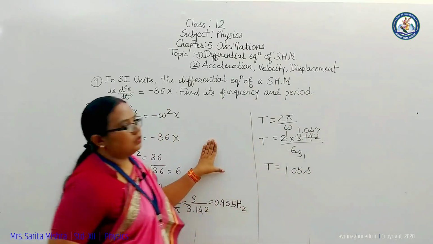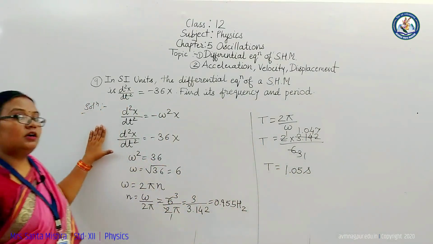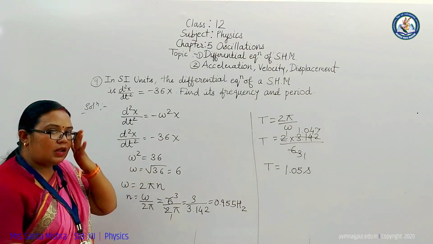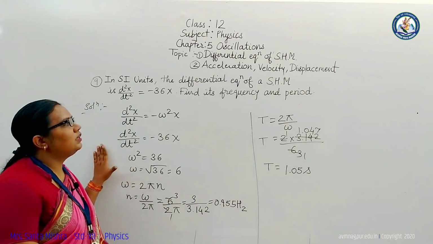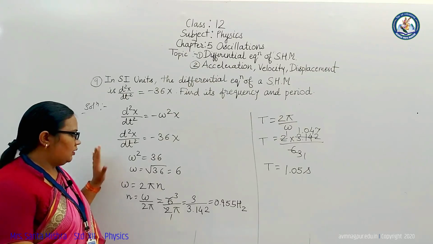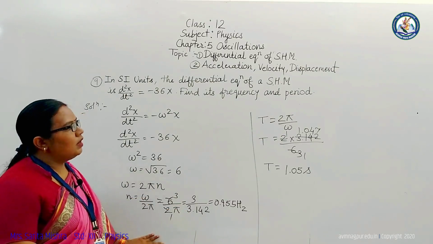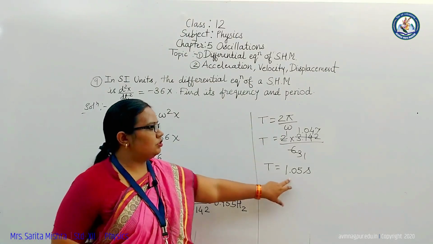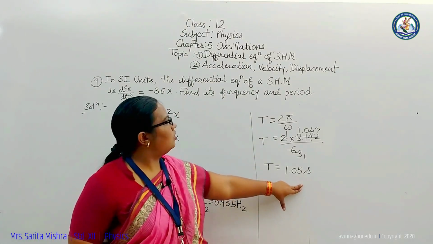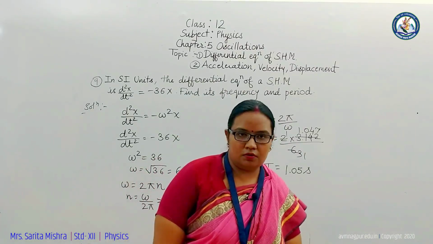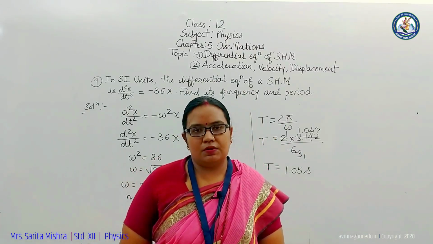So using this formula and the differential equation of simple harmonic motion, we can easily calculate the value of frequency and period. n is the frequency and its value is 0.955 hertz, and the period is 1.05 second. So this is all about the frequency and period of the given differential equation of simple harmonic motion.